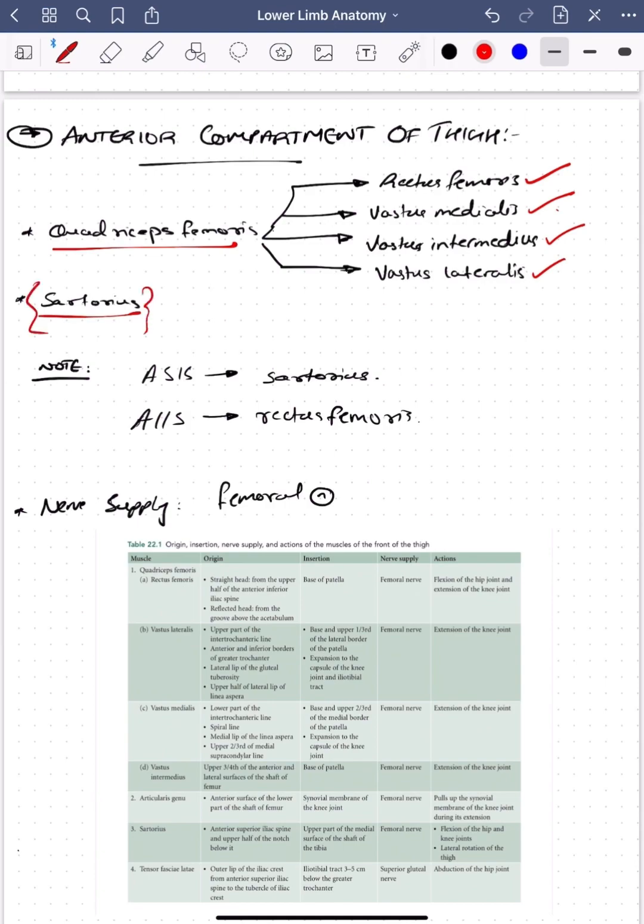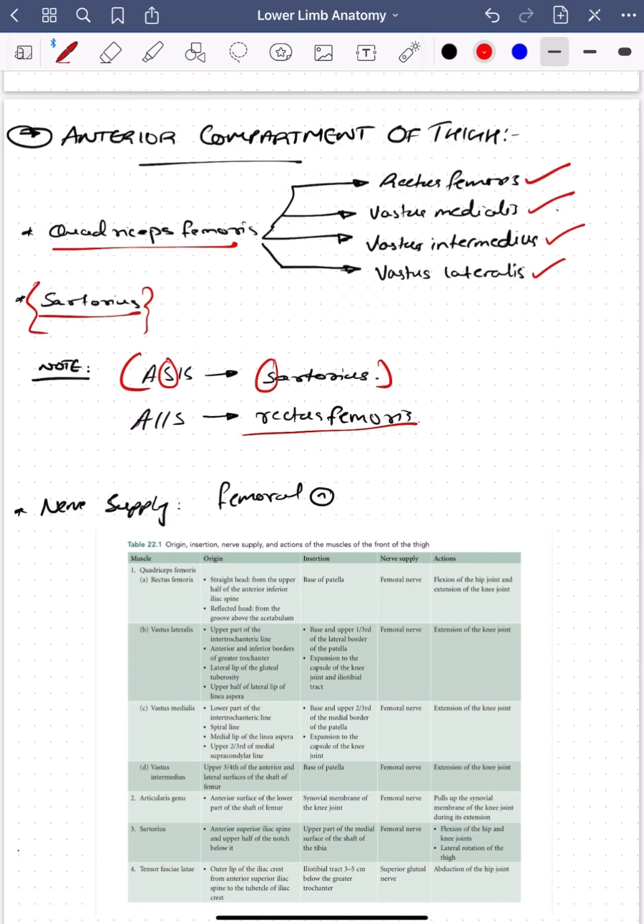Now, the origin and insertion, as I told you, is not that important, but for 1 mark questions they may ask about the muscle that arises from the anterior superior iliac spine, or the muscle that arises from the anterior inferior iliac spine. So just remember, the anterior superior iliac spine gives rise to the sartorius muscle, and the anterior inferior iliac spine gives rise to the rectus femoris.